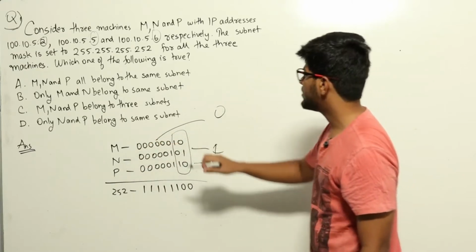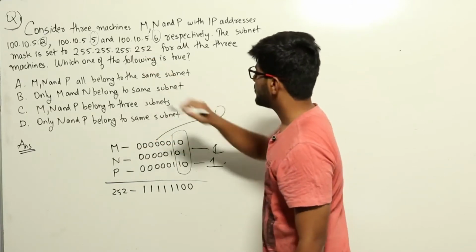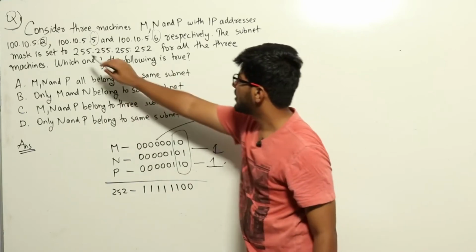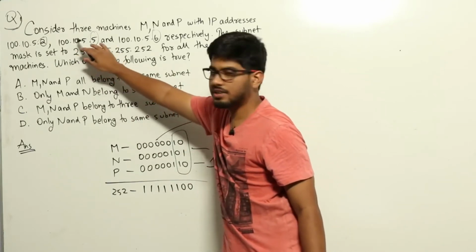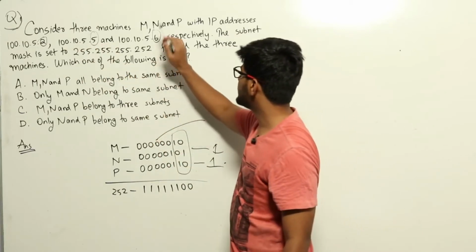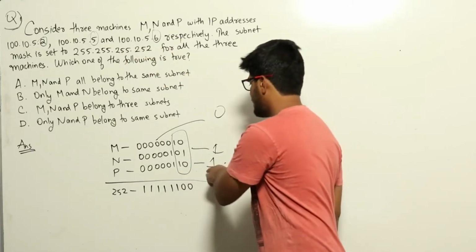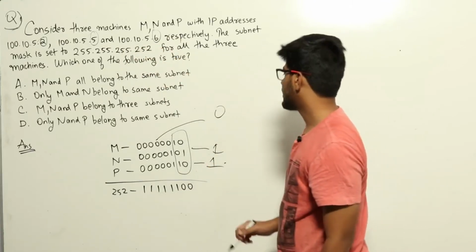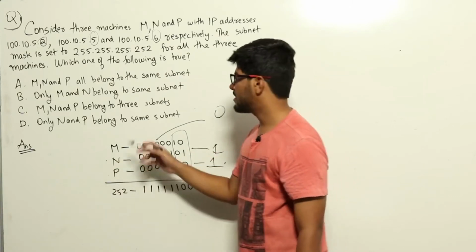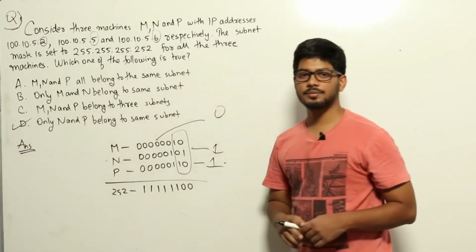So M's network ID will be 100.10.5.0 and N's network ID would be 100.10.5.1, as we got here. Similarly, P's network ID would be 100.10.5.1 as we got here. So as you can see, N and P belong to the same subnet. M is in a different subnet. So the answer is option D, N and P.